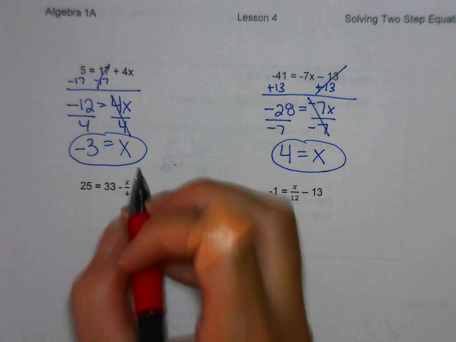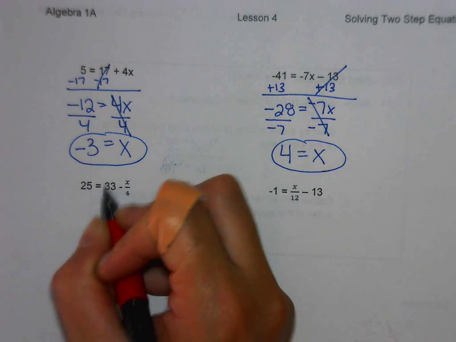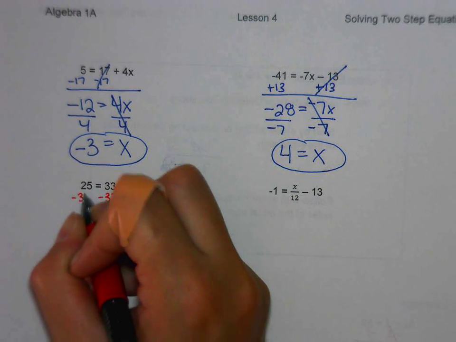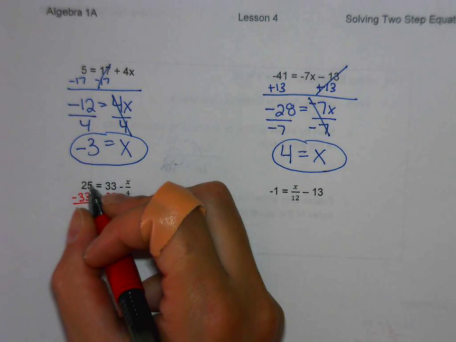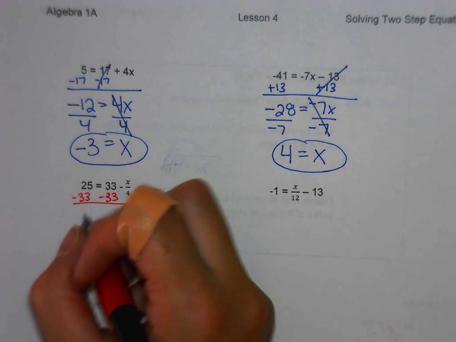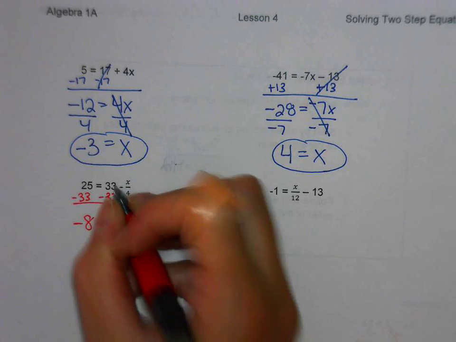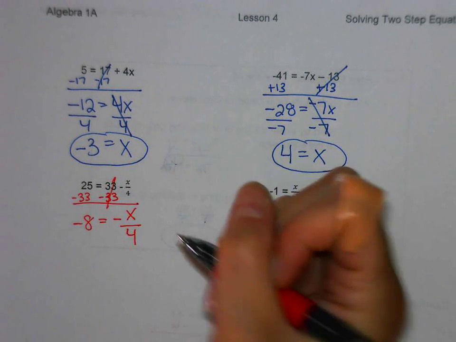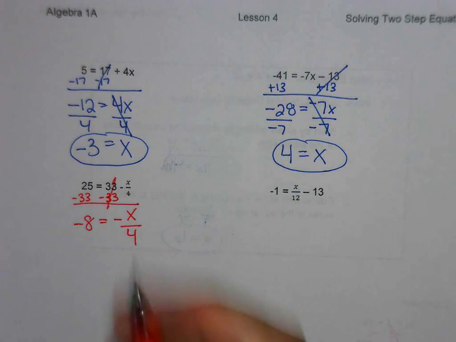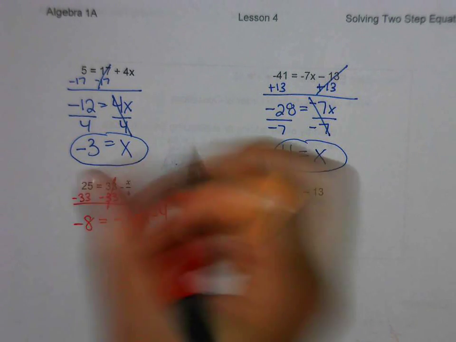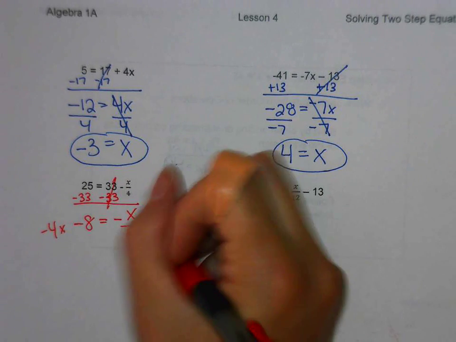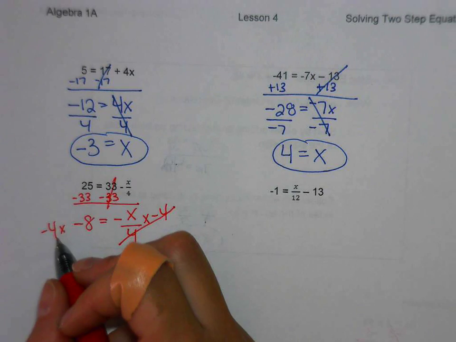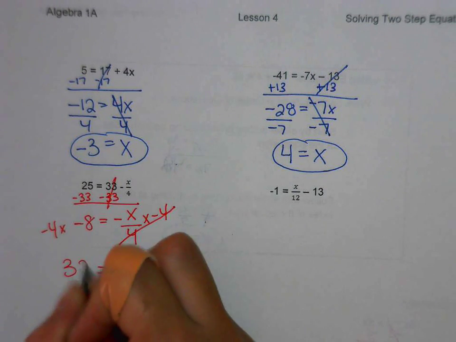Last two examples. Here we are adding 33. So we want to subtract 33. So 25 minus 33 is negative 8. 33 minus 33 is 0. So then negative x over 4. So now we're dividing by a negative 4. So if we multiply both sides by a negative 4, cancel out, we're left with a positive x. Negative 4 times a negative 8 is a positive 32.